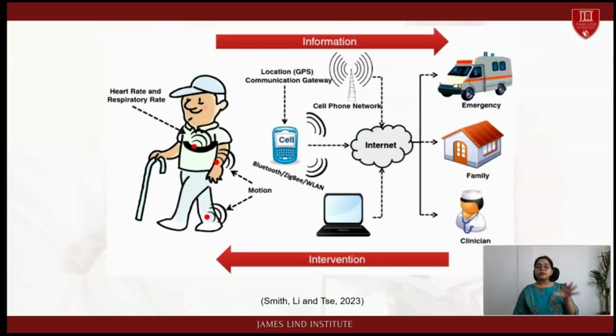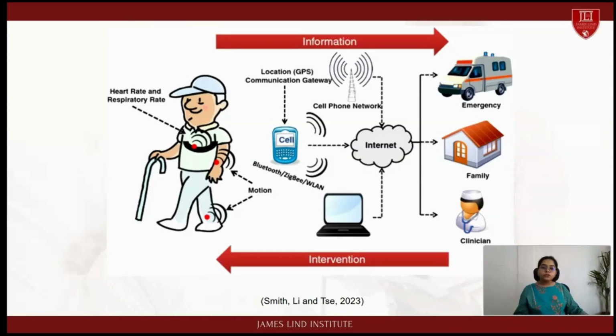Here, as you can see in this picture, the patient is wearing a physiological sensor that is monitoring the heart rate and respiratory rate, and it is connected to the GPS system. With the help of the direction of the arrows, you can see the data flowing to the family, to the clinician, and even to the emergency department in case of emergency, through the internet. Based on the data received by the family and the hospital, you can see again the arrow going towards the patient as part of the intervention that is done.